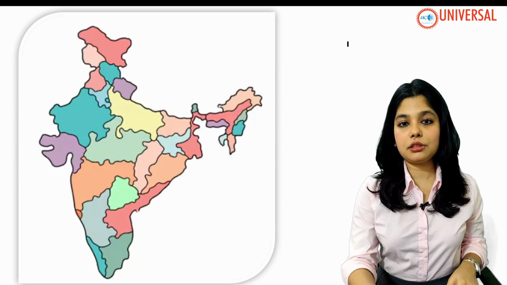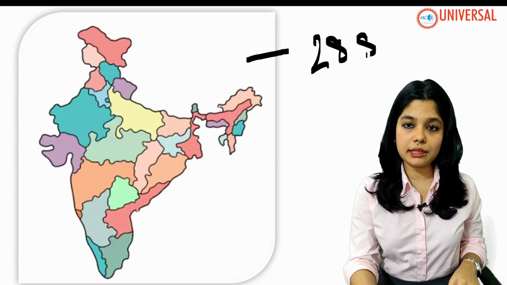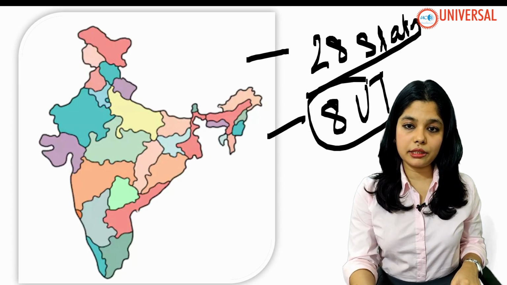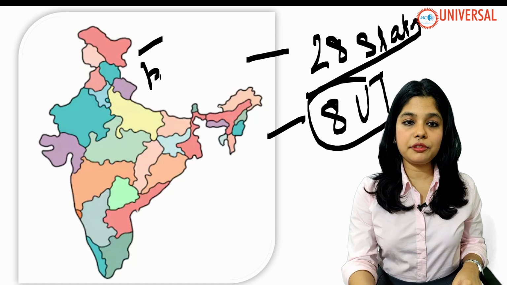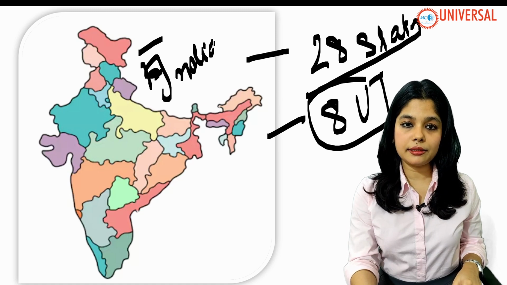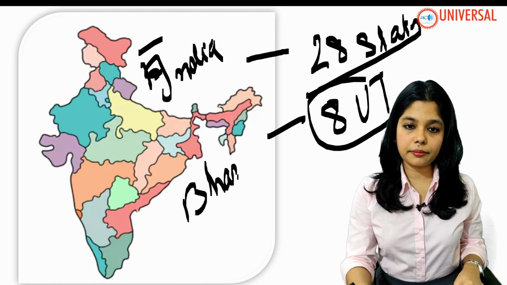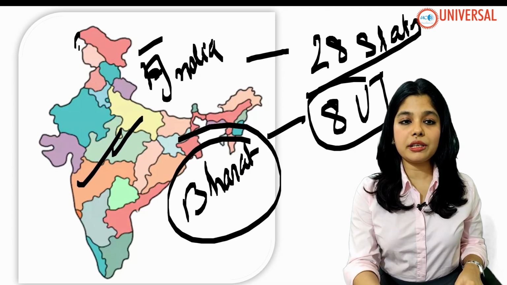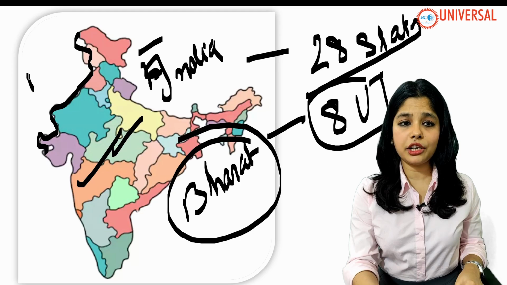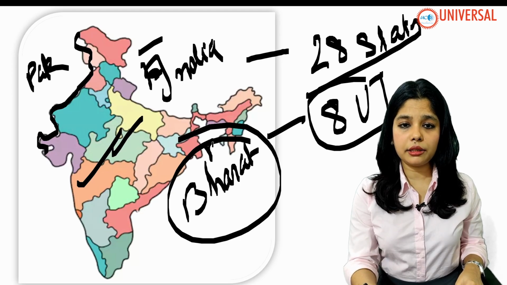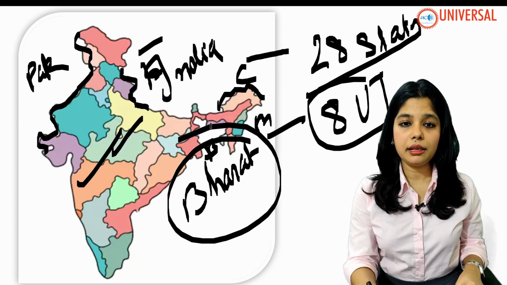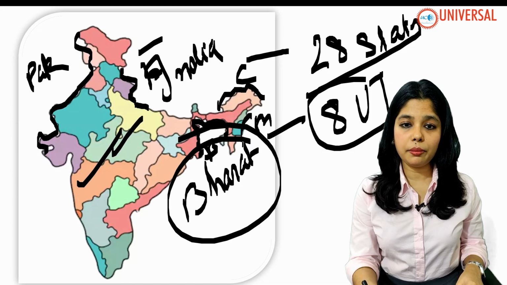Then, yes, this is what we were talking about. We have 28 states and we have 8 union territories. This is our beloved India, that is Bharat. And these are your bordering states which are again in contention with Pakistan. Then you have Bangladesh, you have Myanmar, you have China. So the border is over here. Then you have Nepal, then you have Bangladesh, Myanmar.